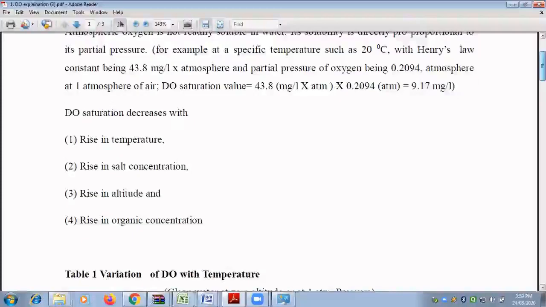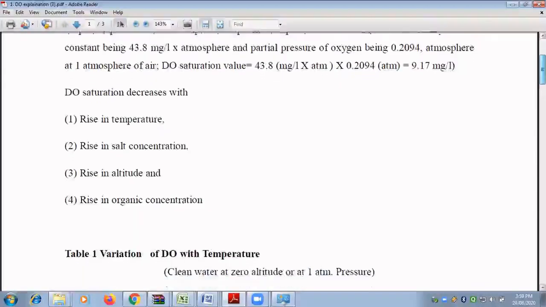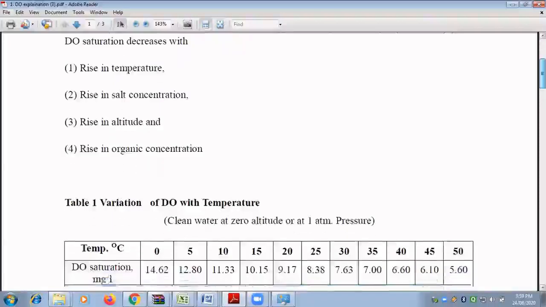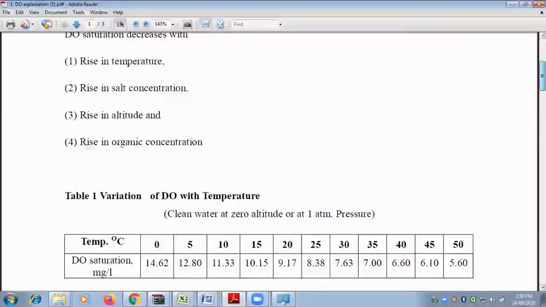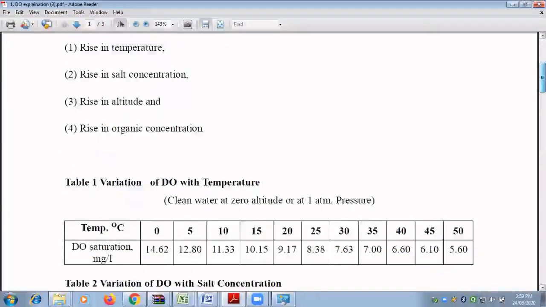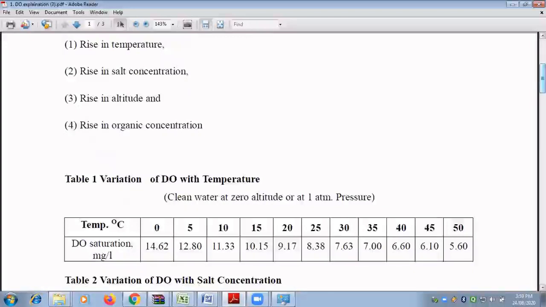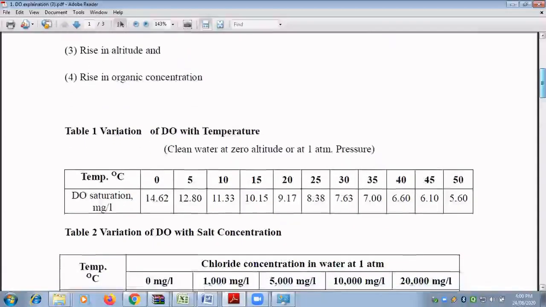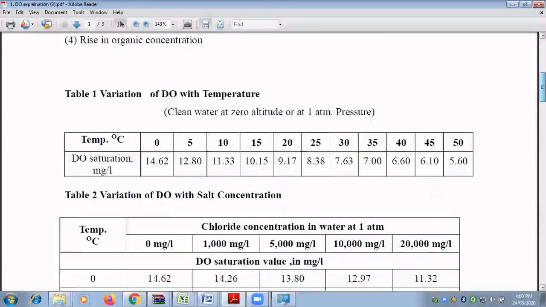So we are going to understand why this is the case and how the DO saturation value varies for all these different aspects. Let's concentrate on Table 1, where we have the variation of DO with temperature. So if I have clean water at 0 altitude and at 1 atm pressure, that means I'm at 0 altitude and 1 atmospheric pressure. These are the DO saturation values with respect to the temperature.